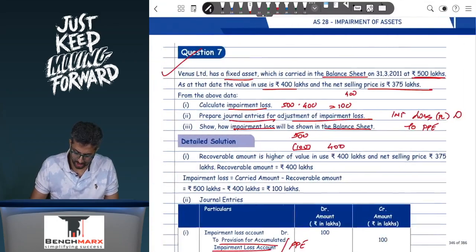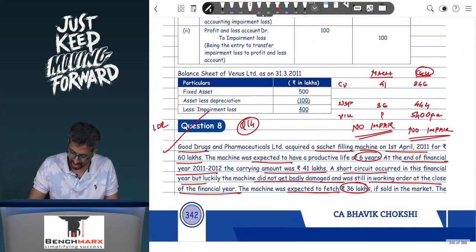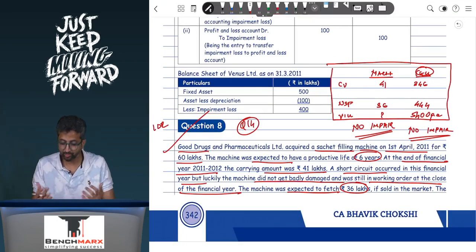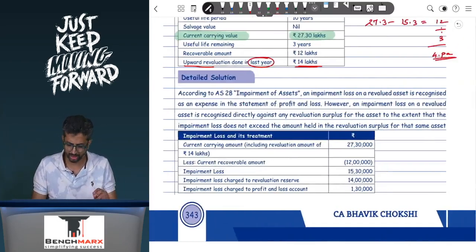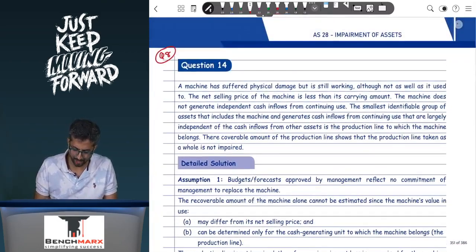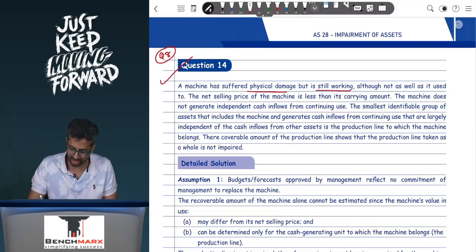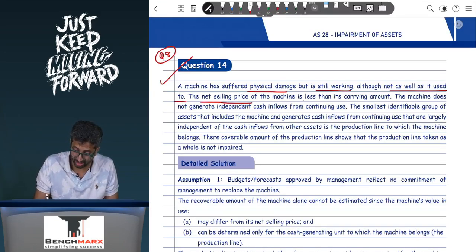So this was your question number 8, if you remember, where we had a machine with a carrying value and all of this data was given, 41, net selling price of 36, value in use was not available. So we went to the CGU level and we found that there was no impairment. Similar to this, you have question number 14. A machine has suffered physical damage but is still working. In question 8, you had a sachet filling machine, same as that, although not as well as it used to. The net selling price of the machine is less than its carrying amount. So in that question, if you remember, the net selling price was 36, the carrying amount was 41.